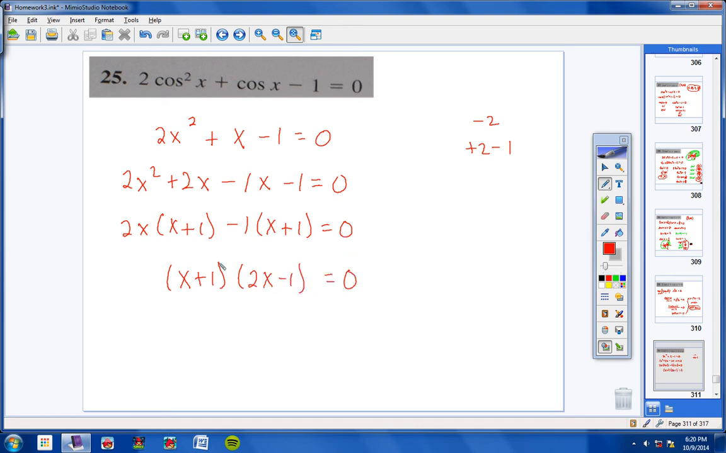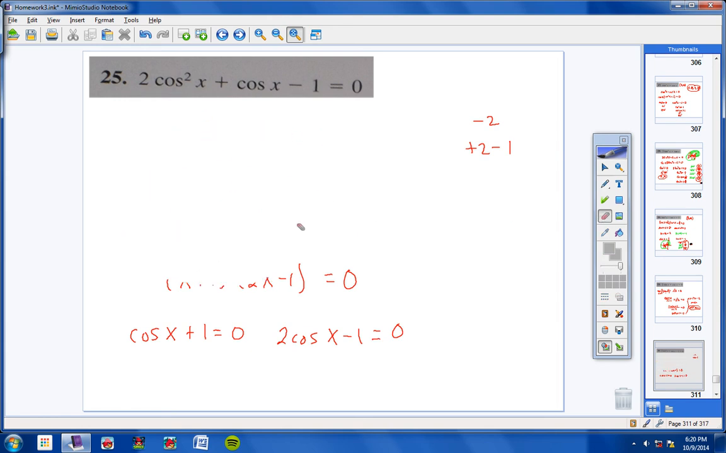Now let's go ahead and put cosine back in. So we would have cosine x plus 1, that's one group, set equal to 0. And your other group here would be 2 cosine x minus 1 equals 0. Okay, so there we go. And let's get a little bit of space here to work with.